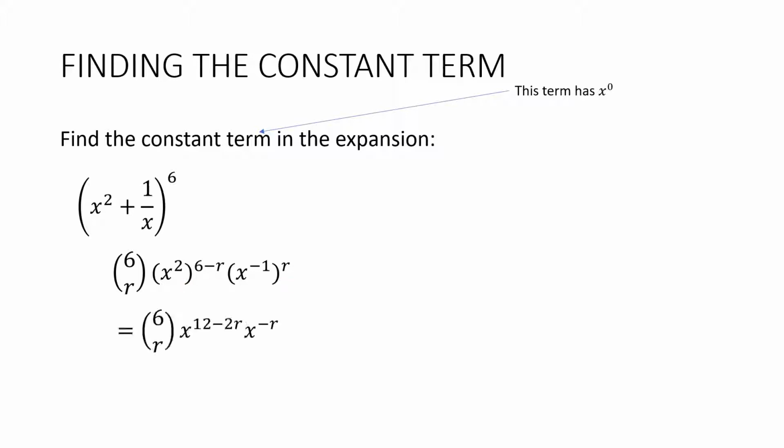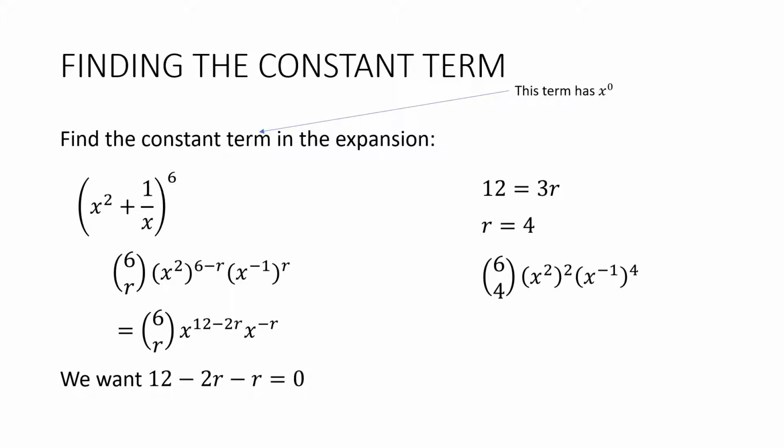Okay, tidying it up a little bit, I get x to the power of 12 take 2r, and then x to the negative r. And so we want that to equal x to the naught. So we want 12 take 2r, take away r, to be equal to 0. So that's 12 is equal to 3r, and so r is equal to 4. Now all we have to do is substitute that back into here. So we get 6c4, (x squared) all to the power of 2, (x to the negative 1) to the power of 4. Tidying that up, we get 15x to the power of 4 multiplied by x to the power of negative 4. And you can see that this is going to cancel out. And so our constant term is 15.